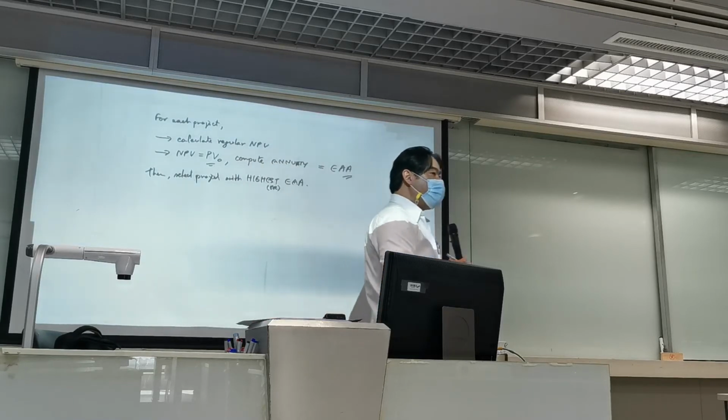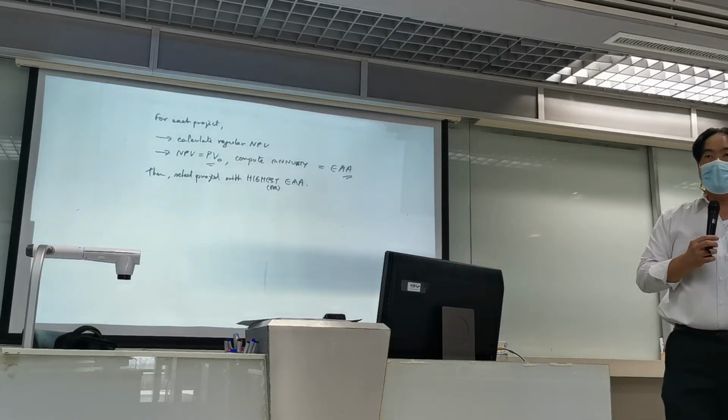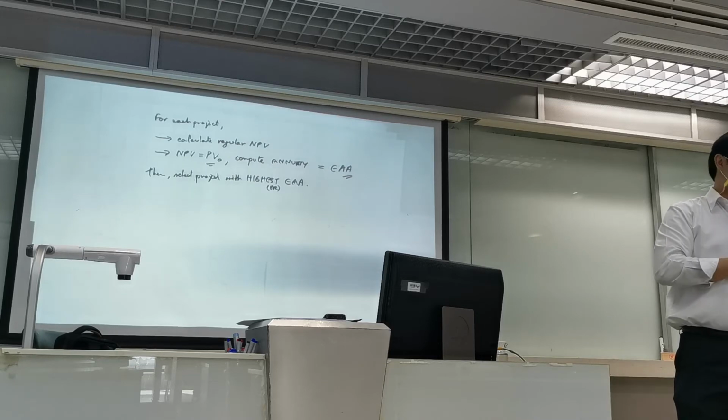For each project, compute the regular NPV. Regular NPV means based on its original life. And after you get that, you just put it as the present value. In fact, NPV is the present value, right? You just compute annuity. Remember, annuity is what? Same amount of cash flow year by year, period by period, right? From that NPV or that present value. After you have EAA, that annuity for each project, you are going to select the project with highest EAA or cash flow per year. This is what EAA means.